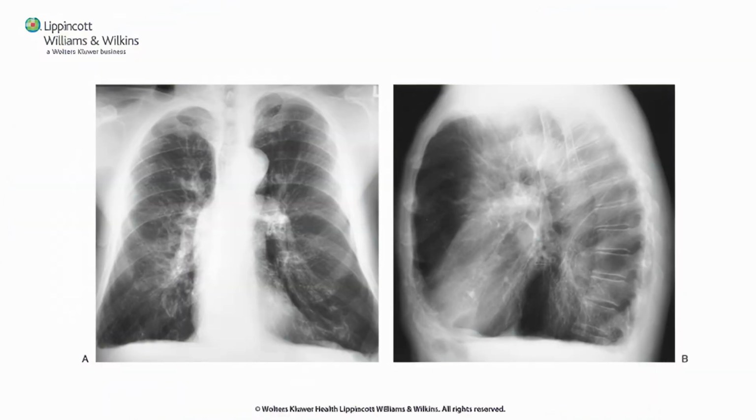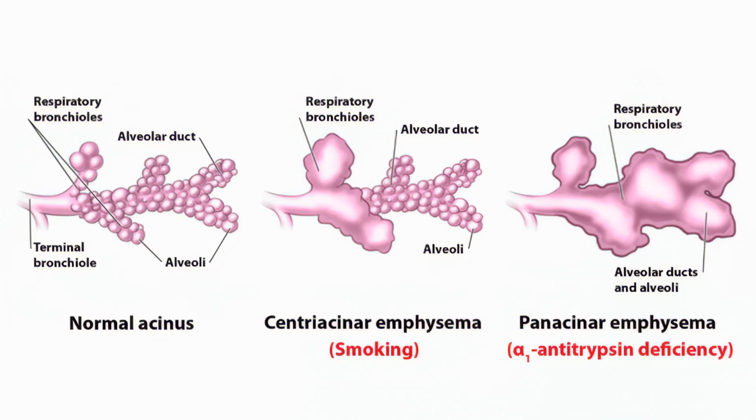Emphysema will have flattening of the diaphragm, and again, you can see in the lateral view of this chest x-ray increased AP diameter and prominent central pulmonary arteries. The acini of patients with emphysema are the most abnormal things.